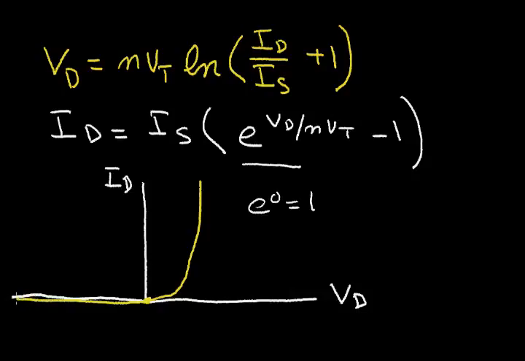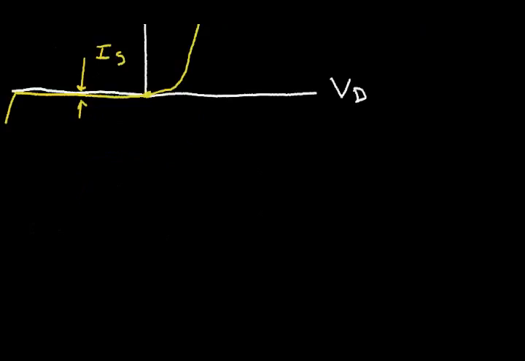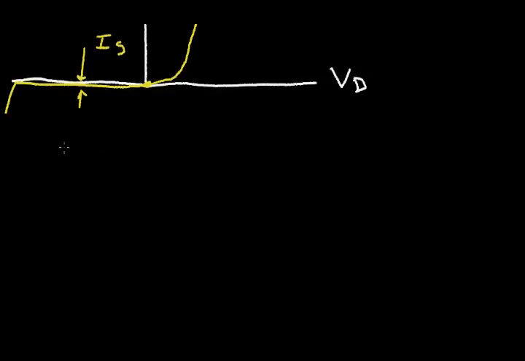And eventually the diode will break down, but the breakdown voltage is not modeled in this equation. But this very tiny current is the I sub S, or the diode saturation current. That's the current when the diode is reverse biased, and it's very small. In fact, for a small diode on an integrated circuit, I sub S can be approximately 1 times 10 to the minus 18th amps, which is a very small current.